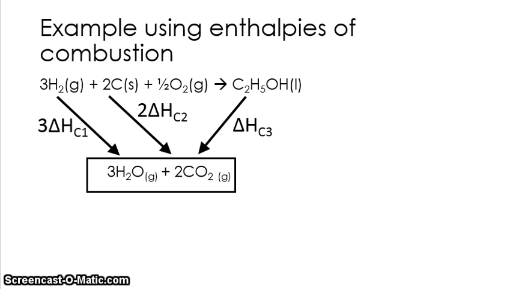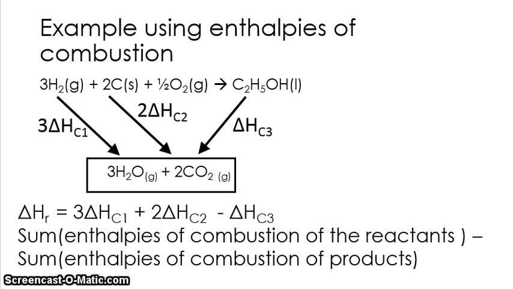So if we now apply Hess's law, we can say the enthalpy of our reaction that we're trying to work out is going to be 3 times delta HC1 added to 2 delta HC2, and then take away delta HC3, which we can see here. Now the reason you're going to add the C1 and C2 is because you're going with the arrow, so our enthalpy change of combustion is going from H2 and 2C to the water and the carbon dioxide, so the arrow goes from the reactant to the product of combustion.